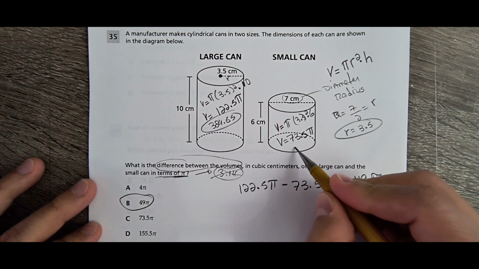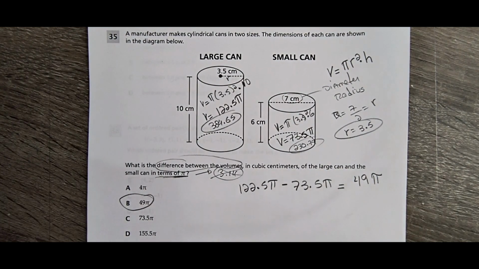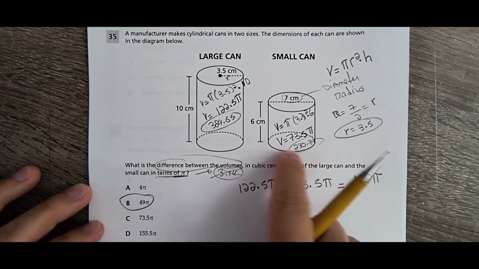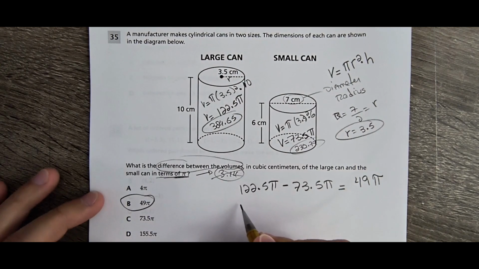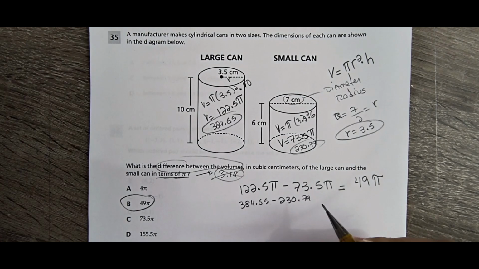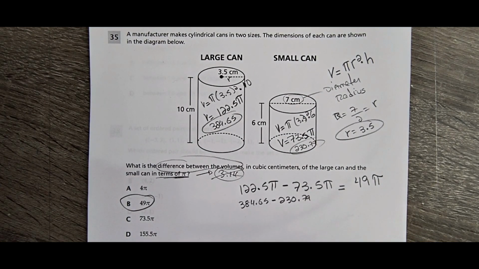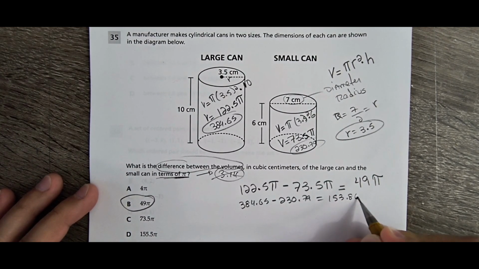Now that we have this, we just find the difference of these two. We do 384.65 minus 230.79. When you do this, you will obtain 153.86, and you might be wondering, wait, this answer is not here. This is not one of the answers.